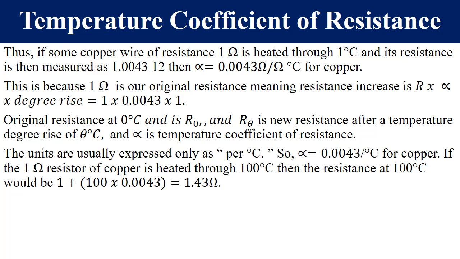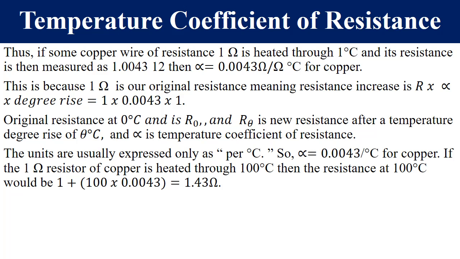And how can you deduce that? This is because 1 ohm is the original resistance, meaning that the resistance increase is equal to R times the temperature coefficient of resistance alpha times the degree rise, which is equal to 1 as stated. That is 1 times 0.0043 times 1.